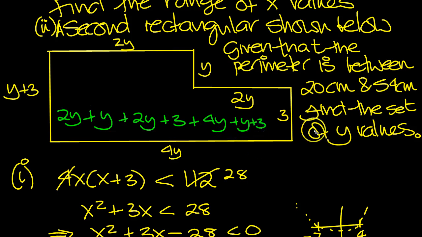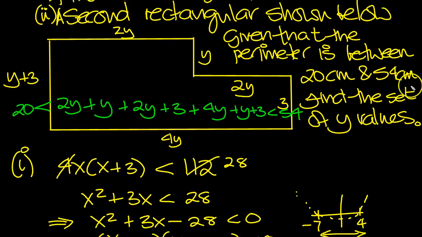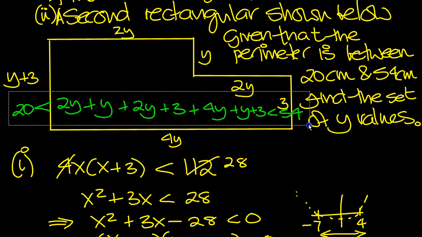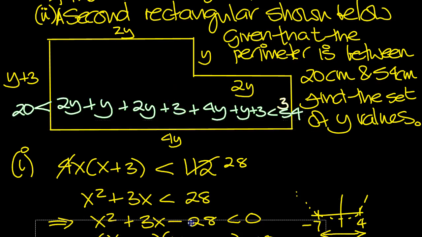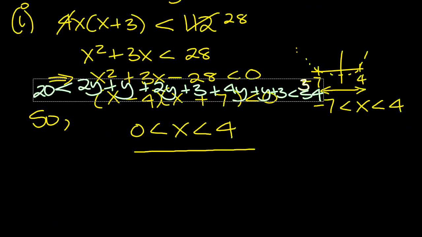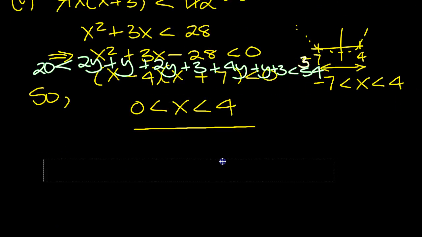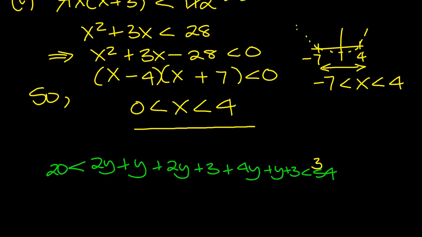There's the total perimeter then. It can go up to 54, so it must be less than 54. It's between, so it can't touch 54. It can go down to 20, but it cannot touch 20. So what have we got here then? Let's just take that inequality with us as we go down. So this is part 2 then. This is the inequality from the picture.